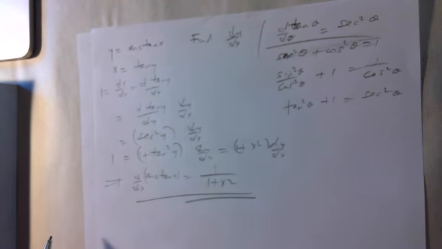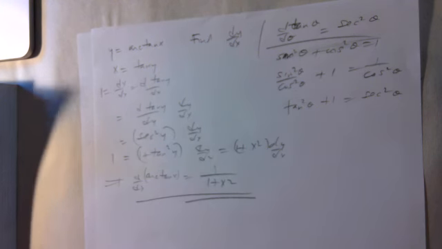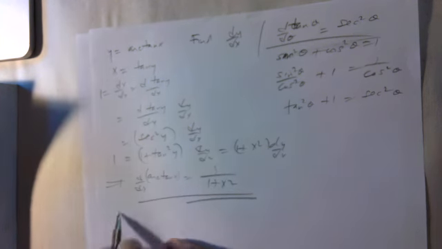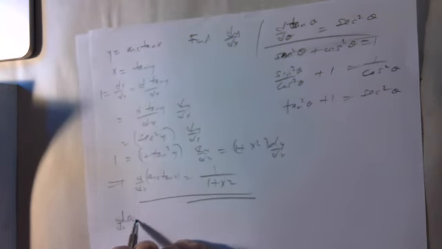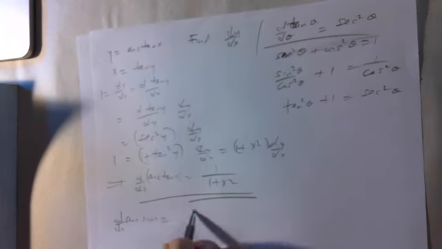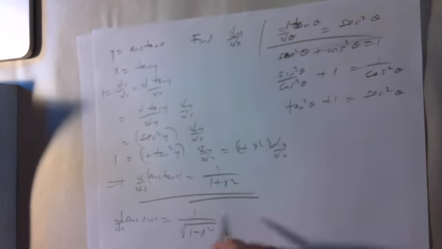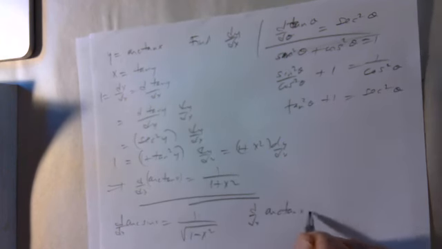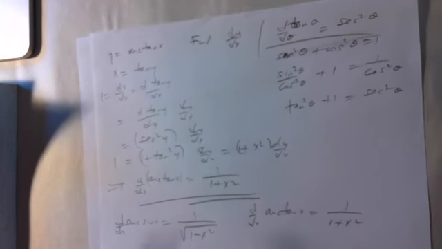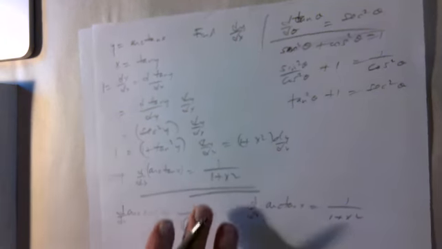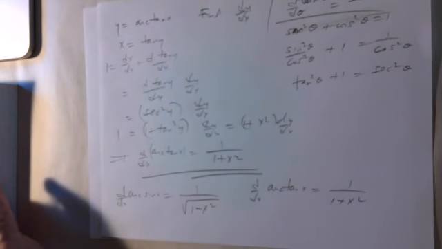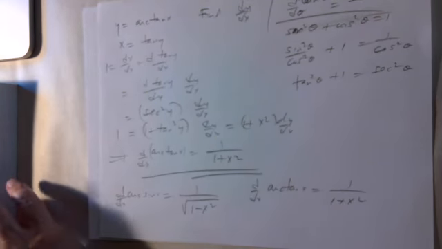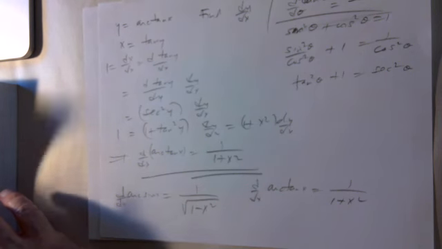So these are two more trig functions whose derivatives you really need to know. The derivative with respect to x of arcsine x is 1 over the square root of 1 minus x squared. And the derivative of the arctangent of x is 1 over 1 plus x squared. Any questions about this?